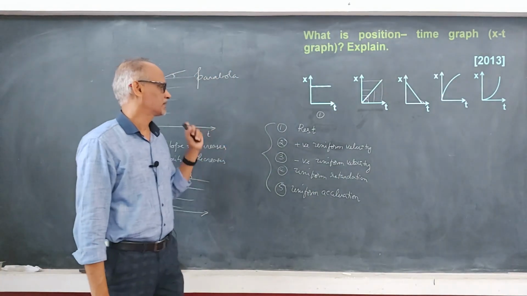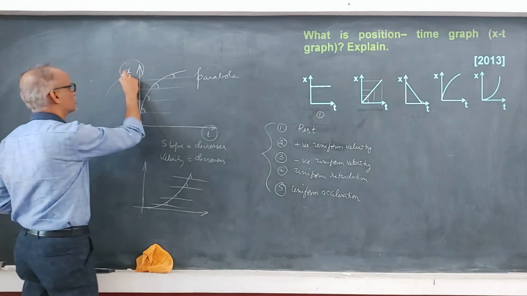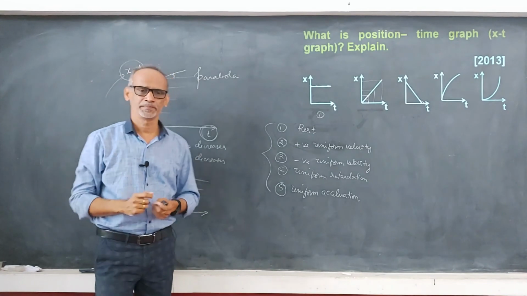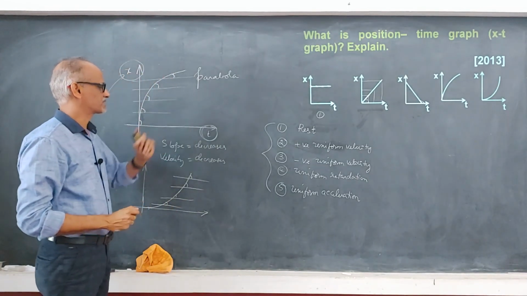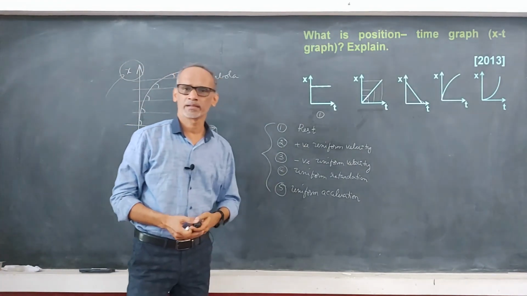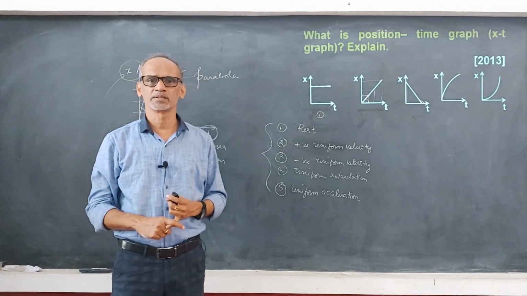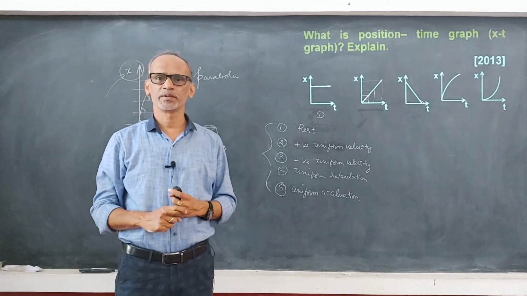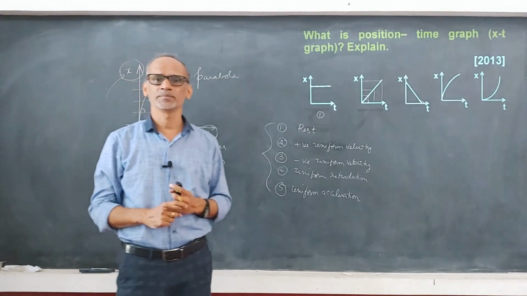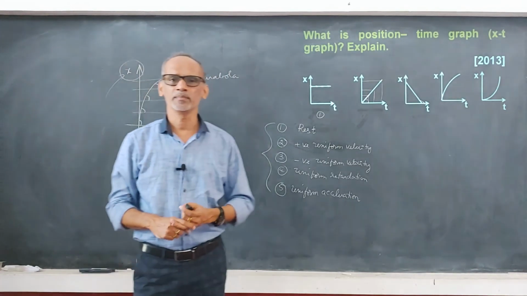What is xt graph, by the way? Graph obtained by plotting positions along the y-axis, symbol for that position is x, and the time along the x-axis is called as position time graph. And slope of xt graph gives instantaneous velocity. Graph number 1 indicates that the body is at rest. Graph number 2 indicates that the body moves with uniform velocity. Graph 3 indicates uniform negative velocity. Graph 4 indicates uniform retardation. And the fifth graph indicates the body has uniform acceleration.